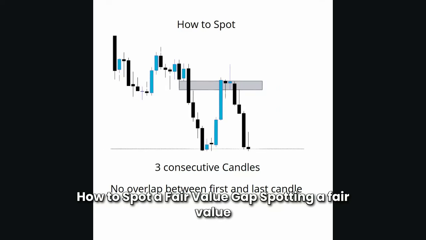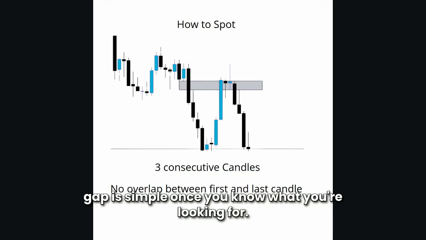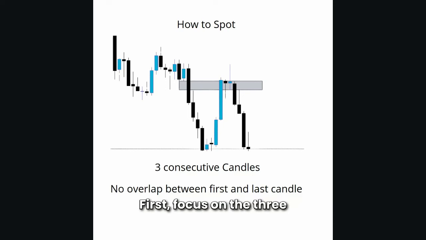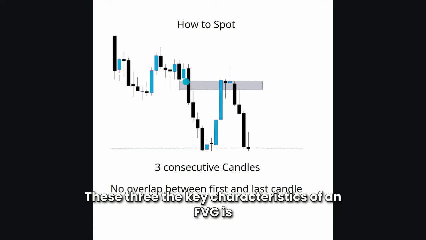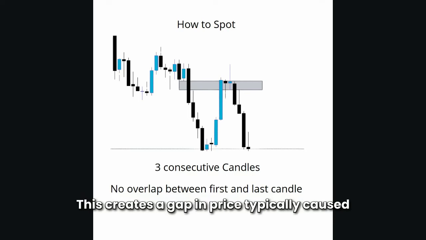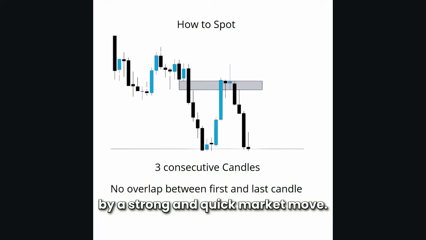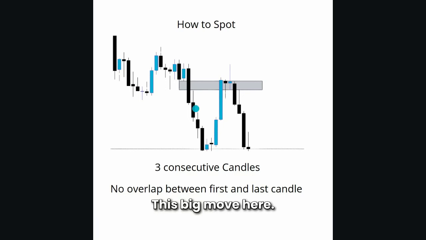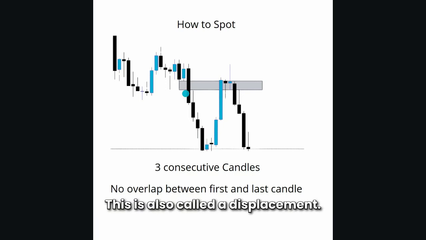How to spot a fair value gap? Spotting a fair value gap is simple once you know what you're looking for. First, focus on the three consecutive candlesticks on the chart. These three. The key characteristic of an FVG is there's no overlap between the wick of the first candle and the wick of the third candle. This creates a gap in price, typically caused by a strong and quick market move. This big move here is also called a displacement.